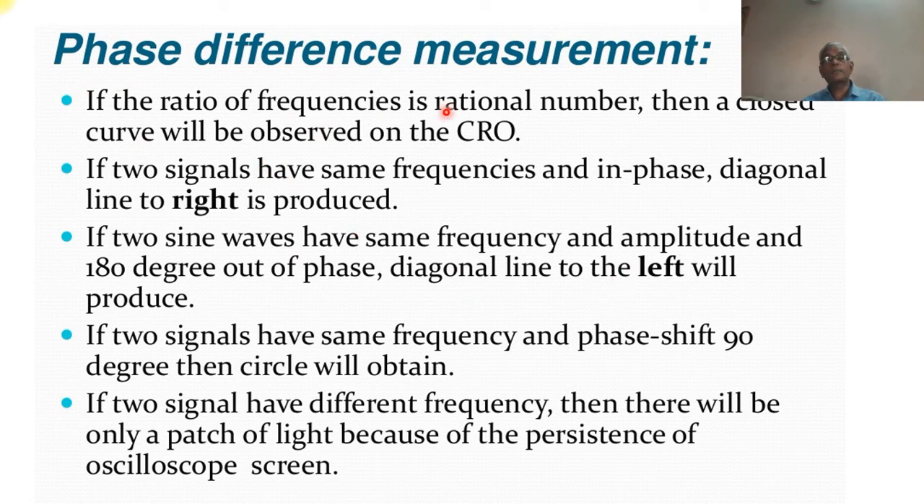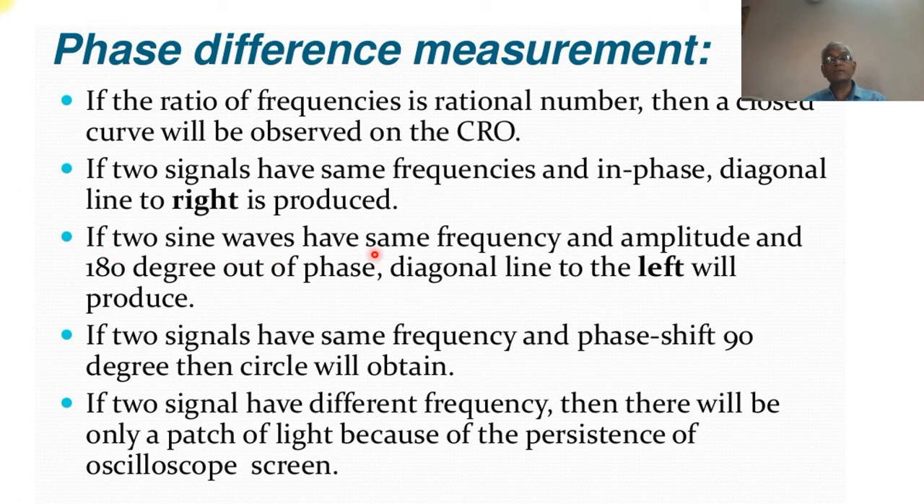If the ratio of the frequencies is a rational number, then a closed curve will be observed on the CRO. If the two signals have the same frequencies and are in phase, a diagonal line to the right will be produced. That means a single line will be produced if the two waves have the same frequency and are in the same phase, that is, zero phase.